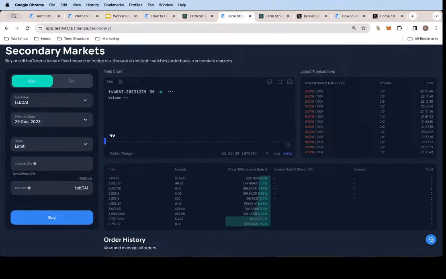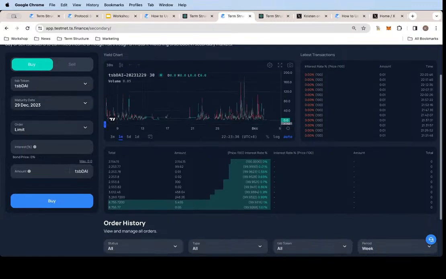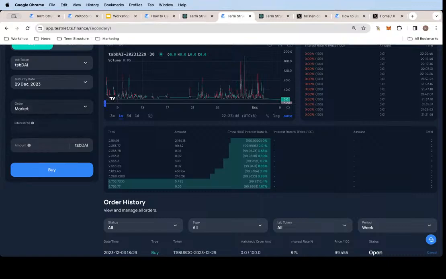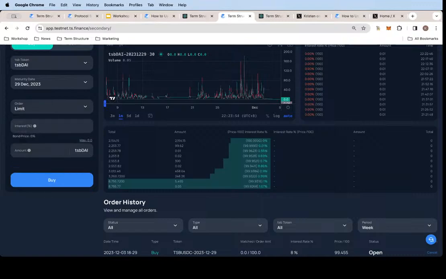So let's say I want to buy TSB DAI, and the maturity date is December 29th, 2023. And there are two types of orders available: limit order or market order. If it's a market order, then you do not need to indicate the interest rate. But if it is a limit order, then you do. And just type in any interest rate that you like. So for instance, let's type 5. And then the system will calculate the maximum TSB DAI tokens that you can borrow. So I'll just click max here.